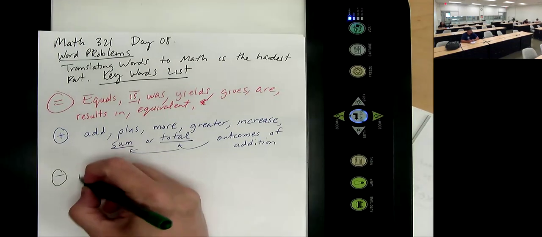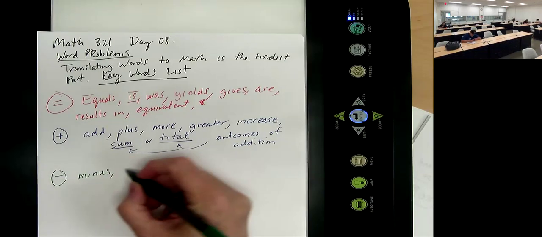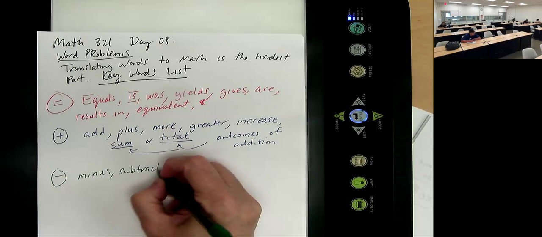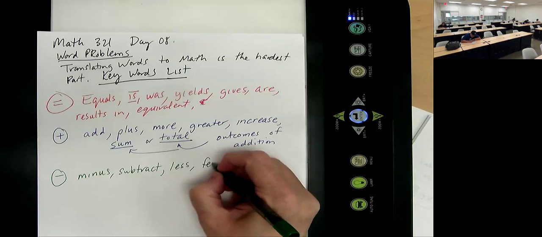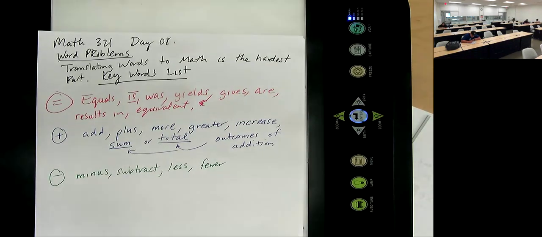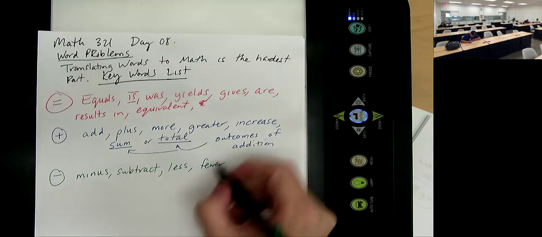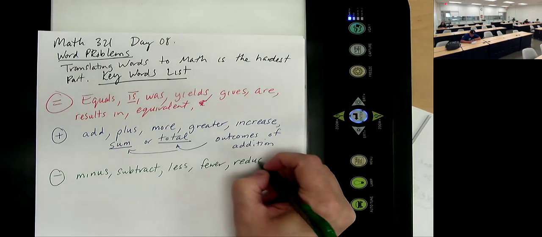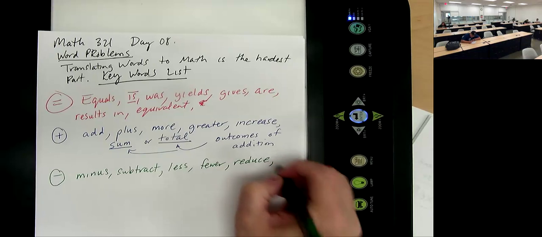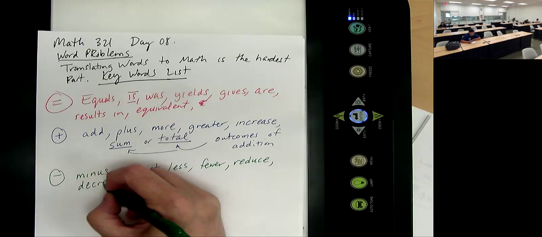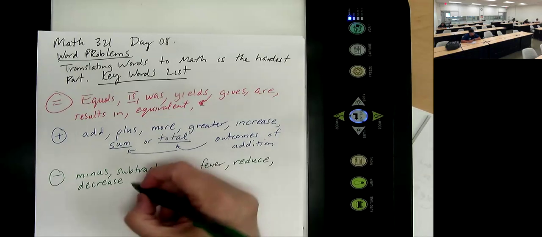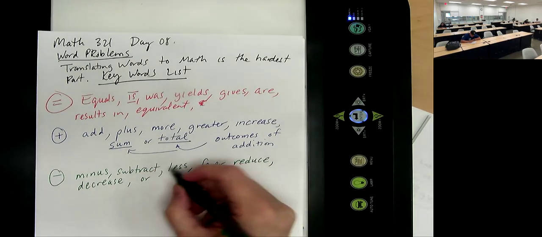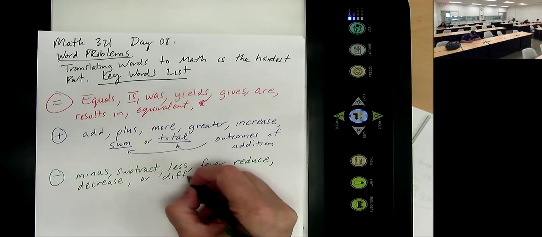Minus sign, well, minus is one of them. Subtract. Less. Fewer. Reduce or reduce by, something like that. A variant of the word reduce or decrease. And the word that means the outcome of subtraction is difference. Difference is the outcome of subtraction. It's got a name.